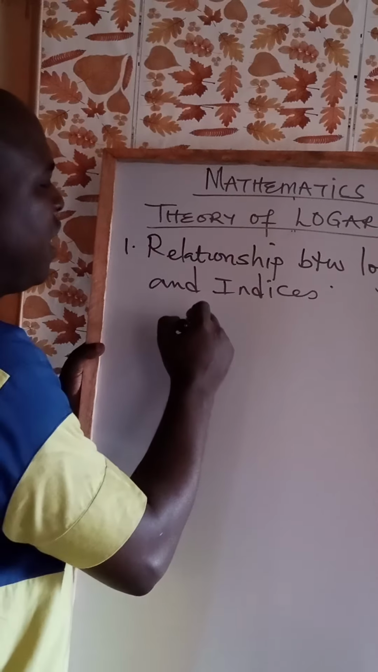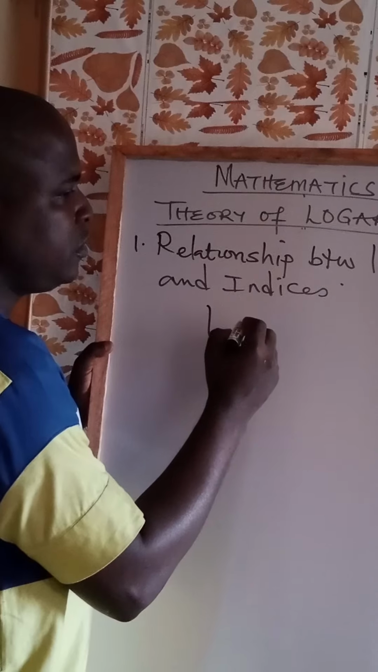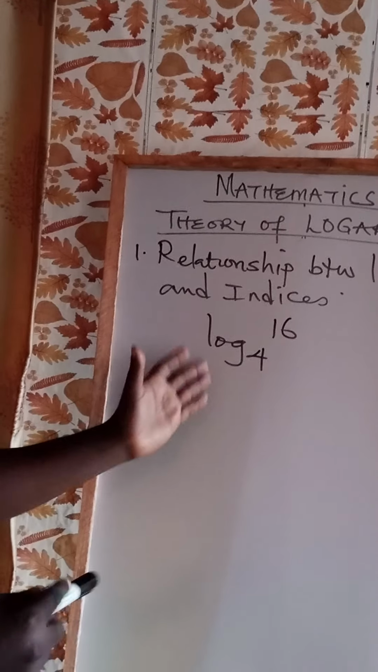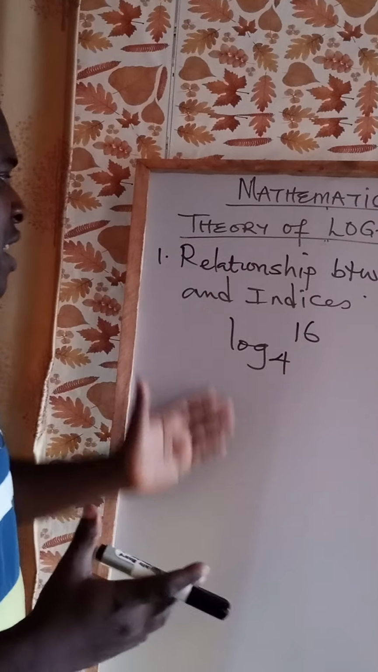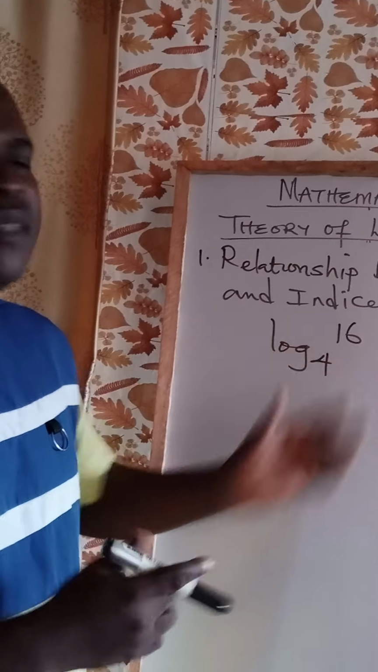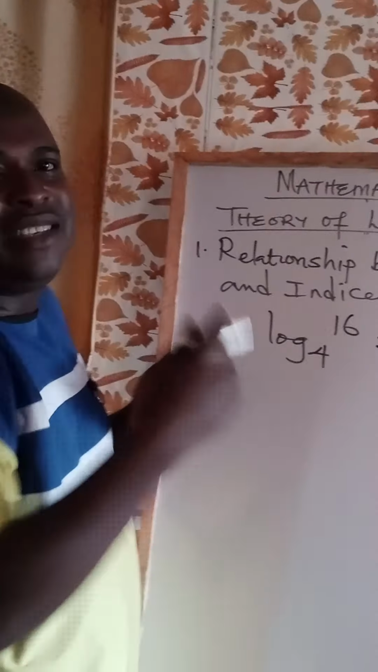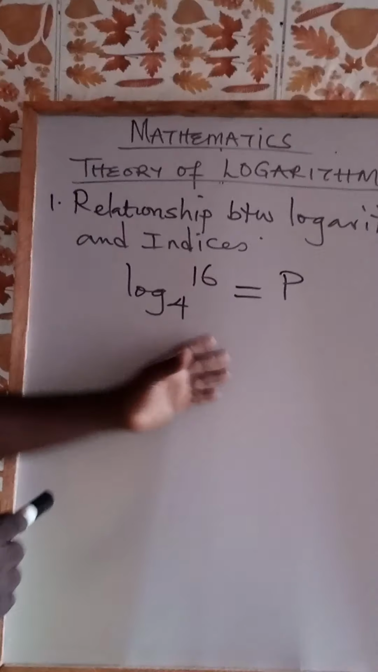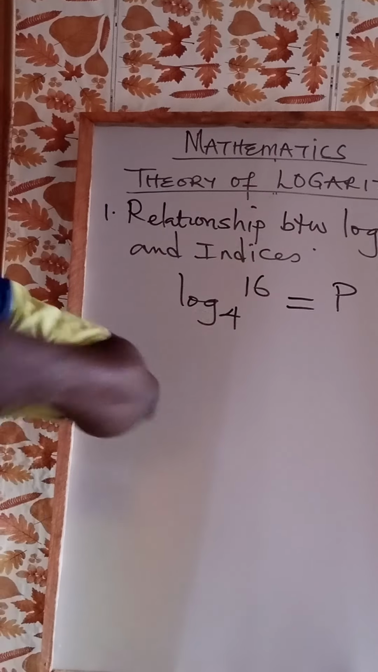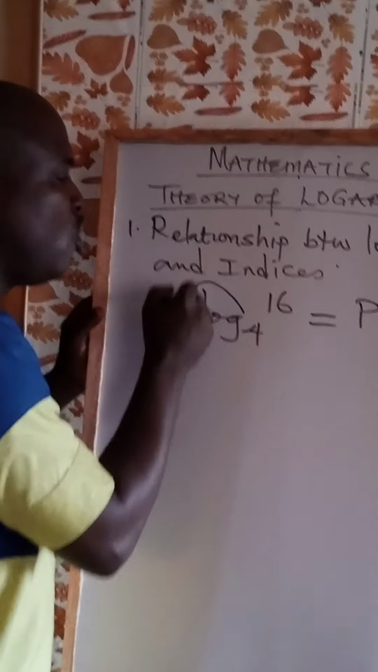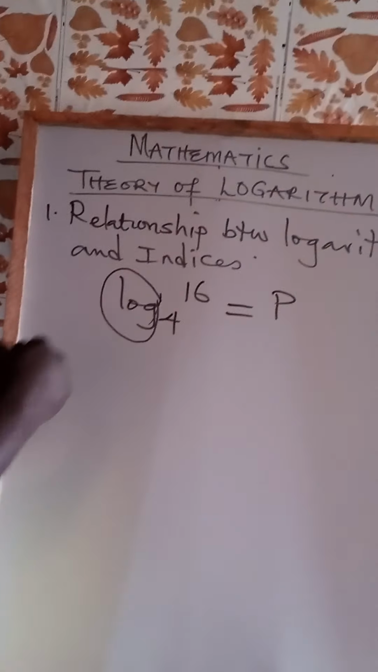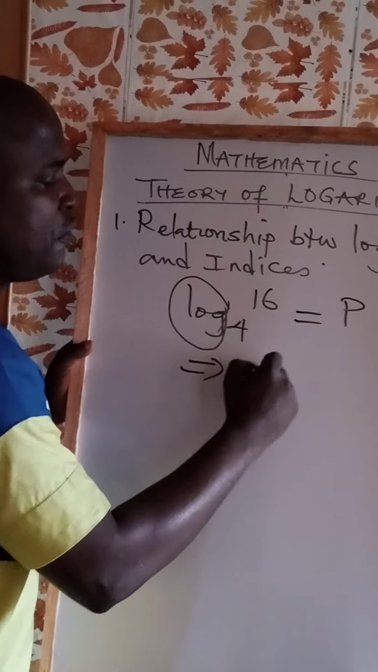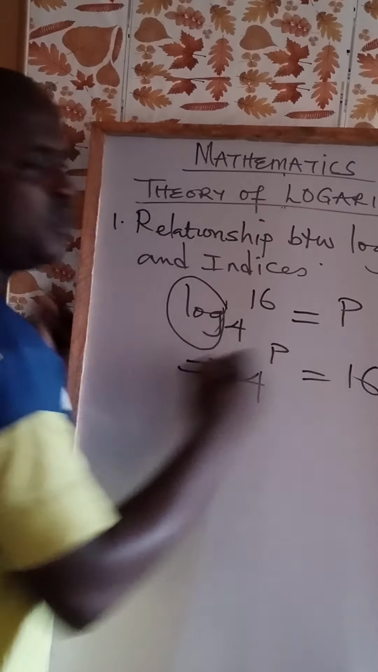For instance, we may have log 4 of 16. If I have something like this, log 4 of 16, what I have here is a log. I have a base and a power. I can represent this with any letter, let's say, for instance, letter P. If I represent this with letter P, then the next thing that should come into my mind is how to remove this logarithm sign. For me to remove this log sign, this base will be raised to this power. That means we are going to have 4 raised to power P is equal to 16.